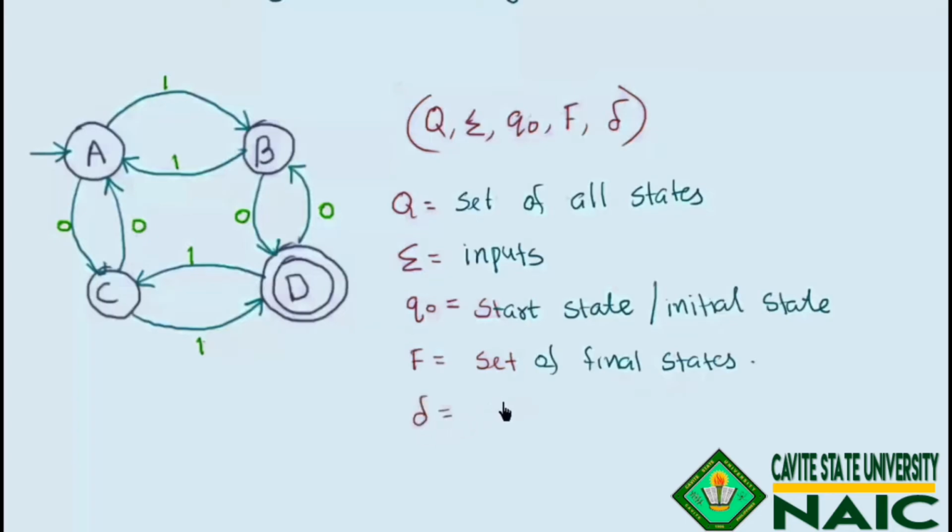Alright, and the last one is delta. Delta is the transition function that maps from Q cross sigma to Q. I will be showing an example. Now let us try to write down the values for these 5 tuples for the example we have taken for our particular DFA.